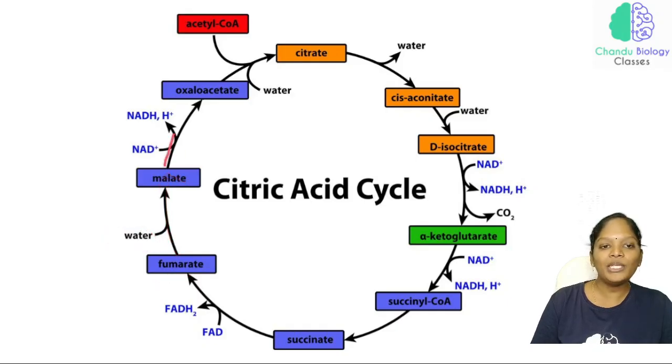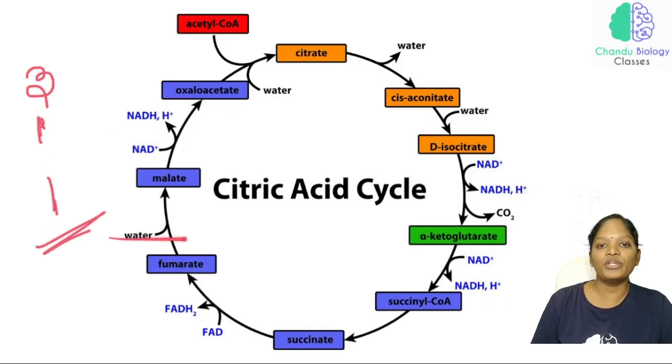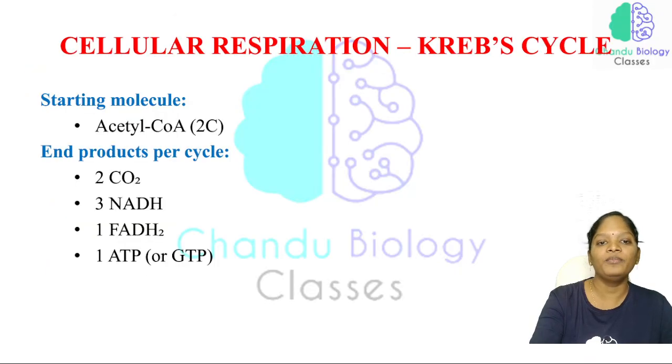Now this malate, whenever the malate has been again converted into oxaloacetate, one NADH molecule has been produced. So totally 3 NADH, 1 FADH₂ and 1 GTP will be produced in the citric acid cycle.